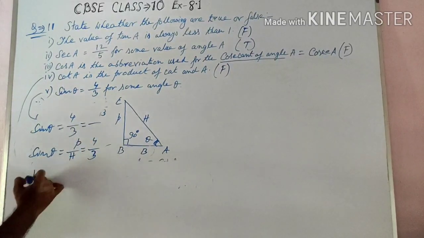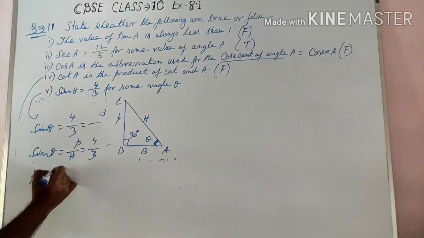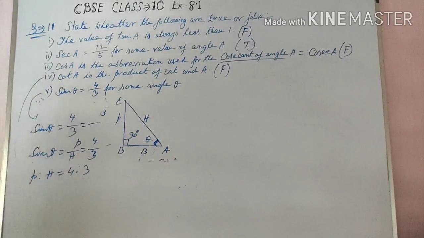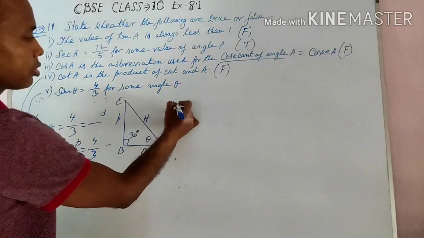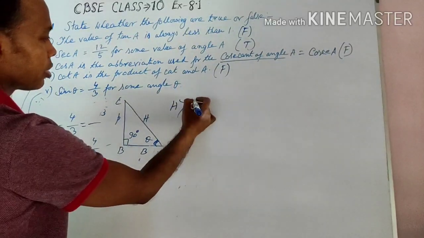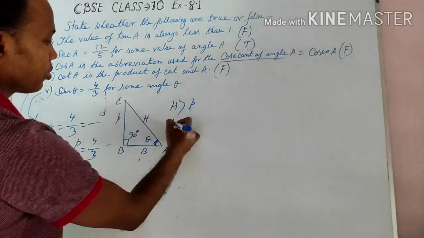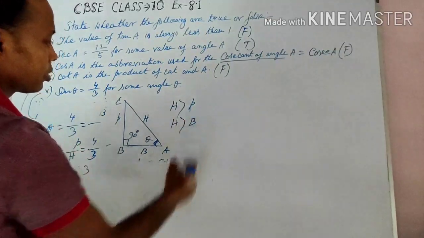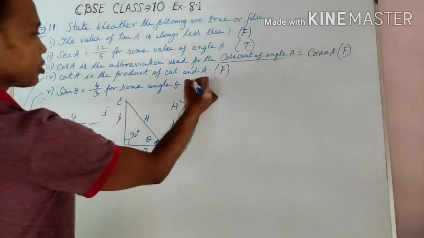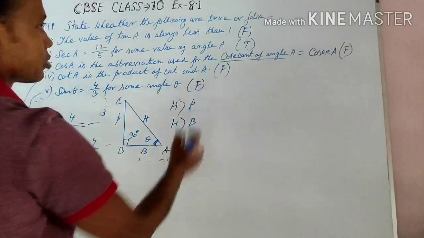The ratio of perpendicular to hypotenuse is equal to 4 to 3, which is impossible, because hypotenuse is always greater than perpendicular, or hypotenuse is always greater than base. So question number 5 is false. Okay.